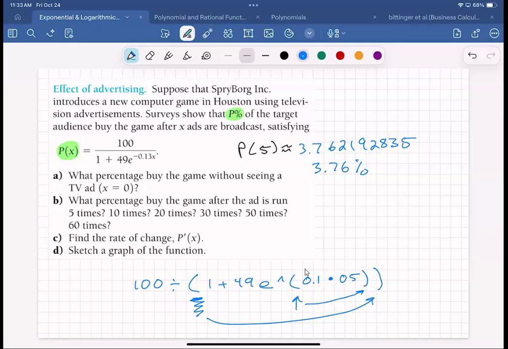So as you sit there and scroll through Facebook, TikTok, and you get bombarded with these ads, what they're saying is, if we can get you to see 5 ads, then we know 3% of you buy it.